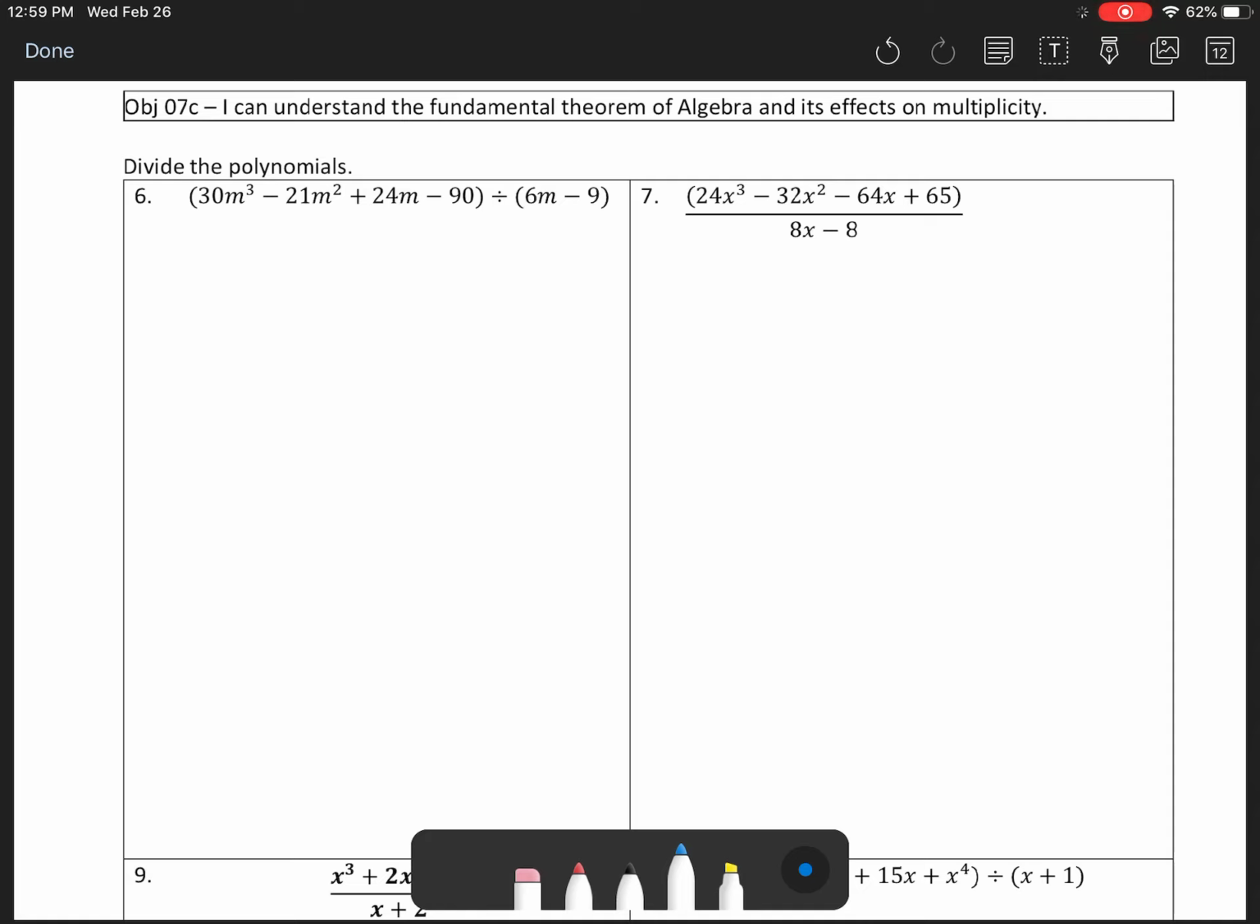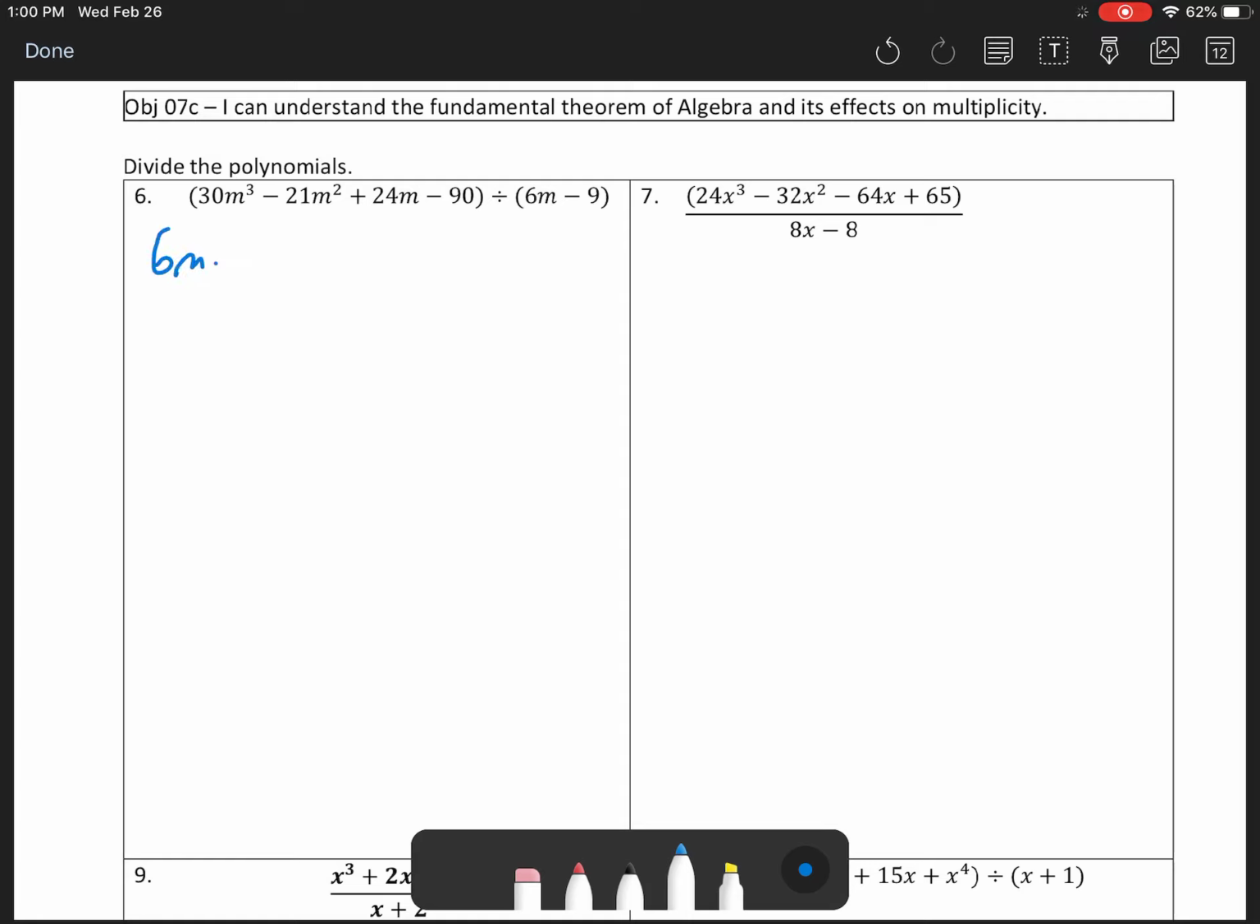For the first problem, number 6, I look at this and I see what I'm dividing by, my divisor. And it has a 6 here, which means I cannot use synthetic division, so I'm going to have to use long division. And the same thing goes for number 7, I have an 8 there, so that means I can only use long division, okay? So I'm going to use the regular long division, and set this up like a regular division problem.